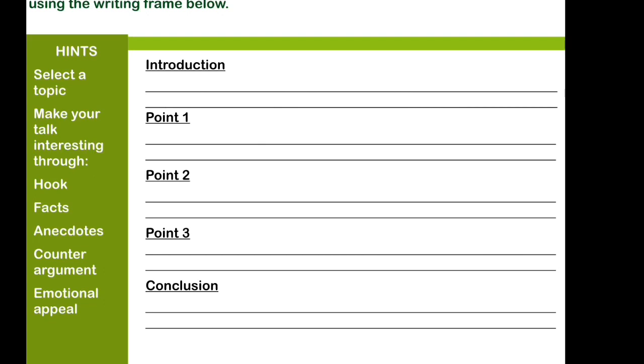You should have done that already. And you're going to make your talk interesting by using a hook. A hook is that first sentence that really engages your audience. You could use a rhetorical question, you could use repetition. So think about what you want to use to draw your audience in. Also put in statistical references. Please use anecdotes, please use counter argument, and of course emotional appeal.